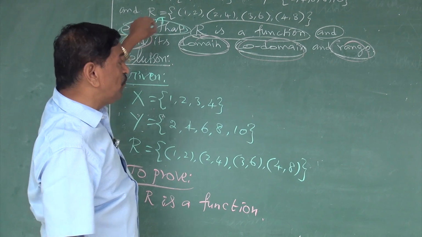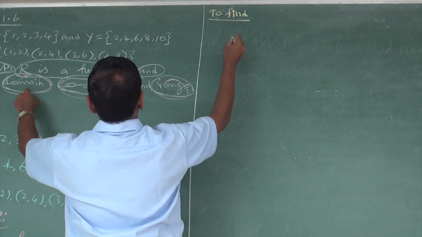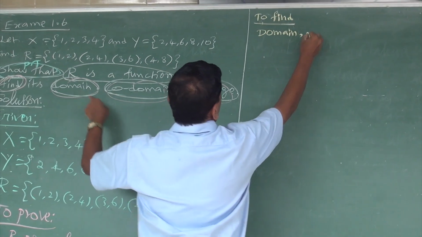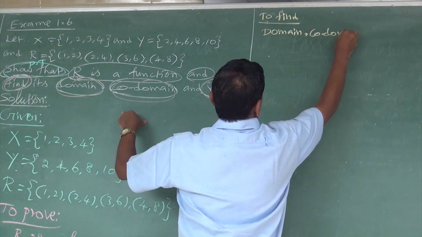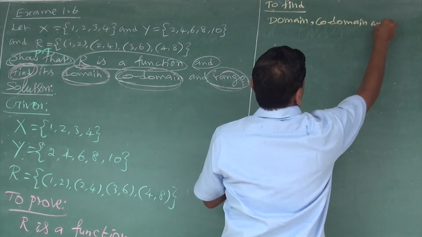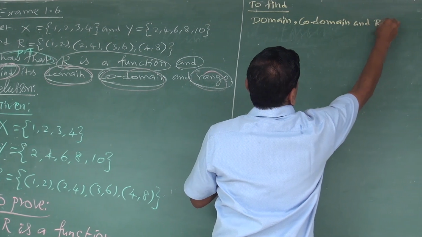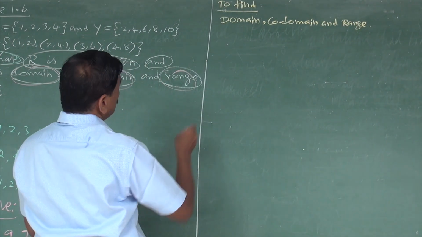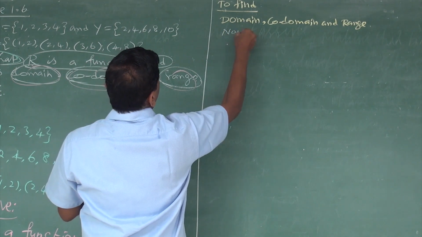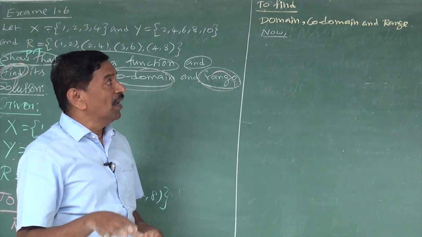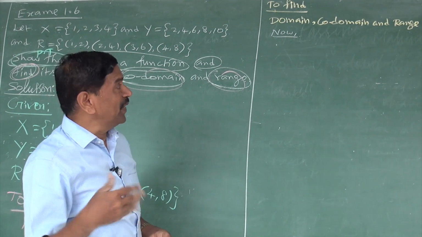Next topic is to find: to find the domain, codomain and range, which is a topic. Now listen, the first step is to prove R is a function, and the next topic is domain, codomain, range.